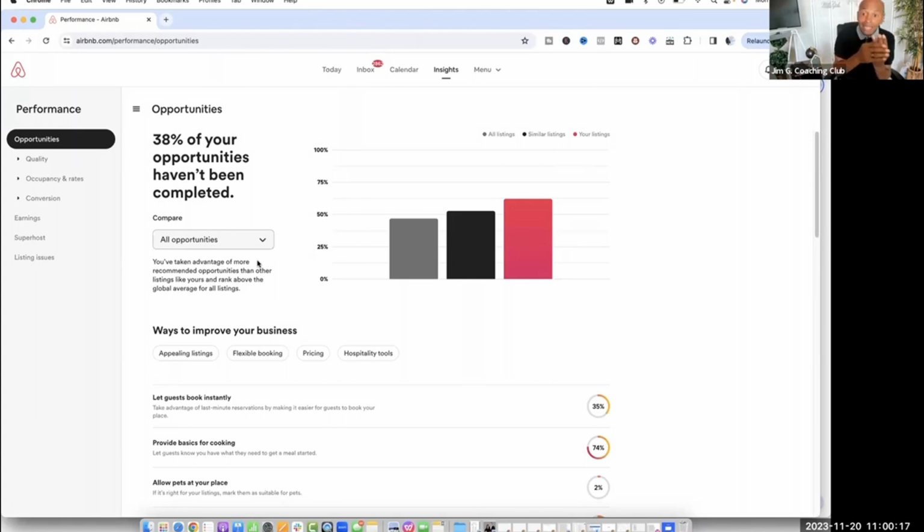And then the next thing I'm going to get into in detail is views. Inside of views, I'm going to show you how the images will boost your views 200 to 300 times more than all other hosts in your area. So not only are you getting 200 to 300 times more views, but you're also increasing your bookings, which makes more money on Airbnb for you.